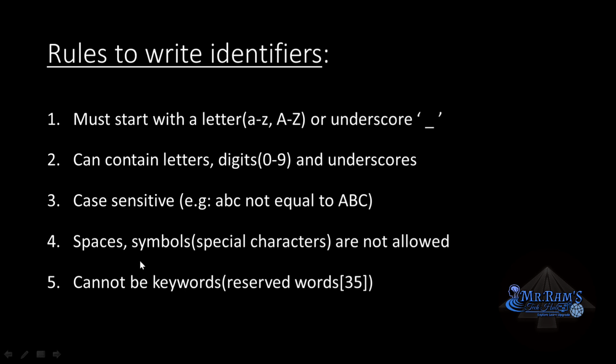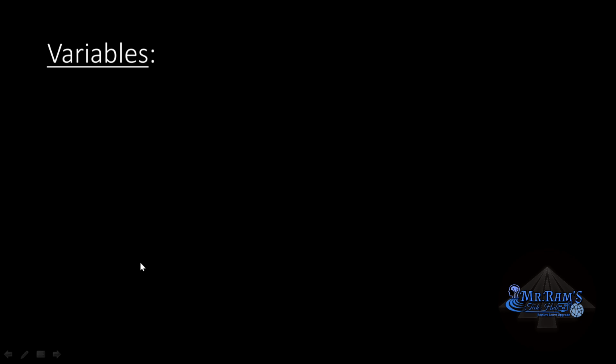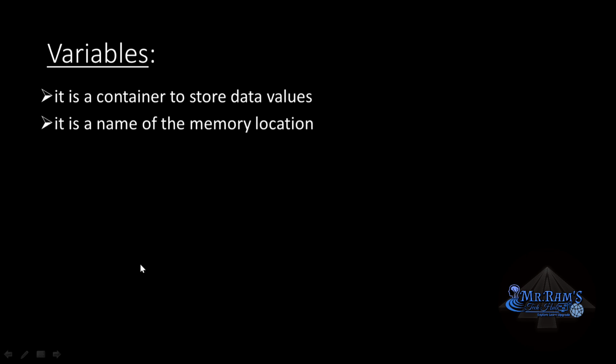And now let us see about variables. What is a variable? A variable is nothing but a container to store data values. How do you identify yourself? By your name. And what is your address? You are saying some address. Same here, for every data value we have an address, and that address is identified by using the variable name. It is the name of the memory location.